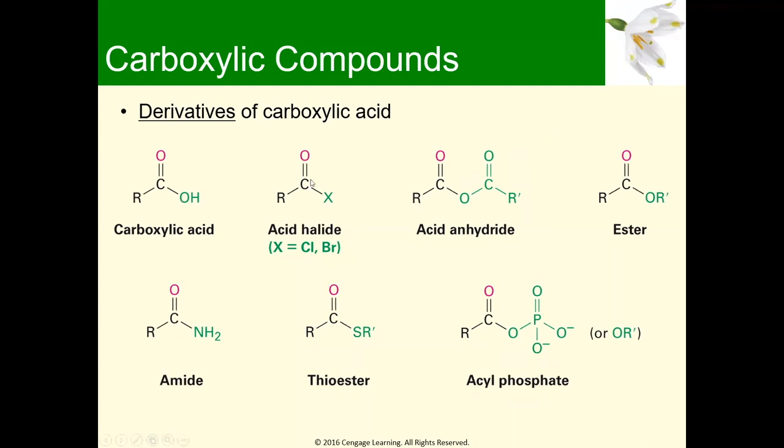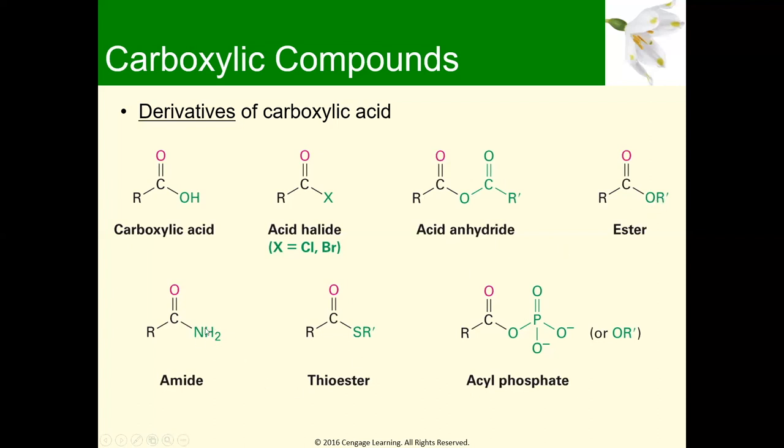So carboxylic acid, and then one way to transform it is to take away the OH and put a halogen. Those are called acid halides. A lot of times, if you know what the halide is, you just say acid chloride or acid bromide. Okay, this one is called an anhydride, where you have another carbonyl and another R group instead of the hydrogen. Remember that an ester is when you have another R group off of the oxygen instead of a hydrogen.